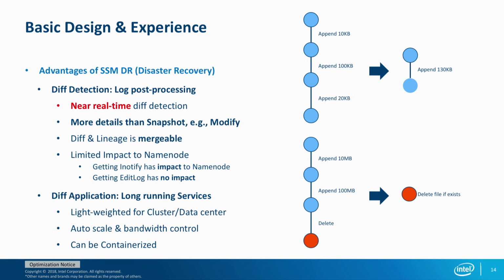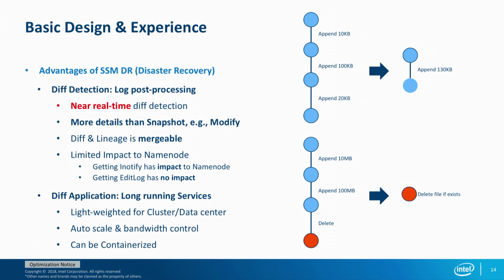So we have a lot of advantages. For diff detection, we are nearly real time. We get events in a second. Actually, it's microsecond. Then we can decide what to do: copy it immediately, or merge it together and make a full copy. And we get more details about Snapshot and more magic.